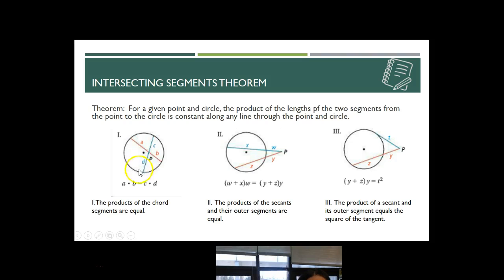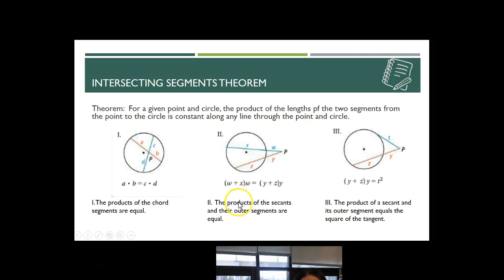What this really means is that if we have a circle that has two chords inside of it, the product of the two parts of one chord will be equal to the product of the two parts of the other chord. In this one, we can see our red line and also our blue line. This tells us that the product of A times B will be equal to the product of C times D. This is true when we have two chords inside of a circle.